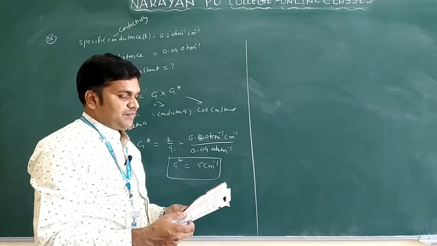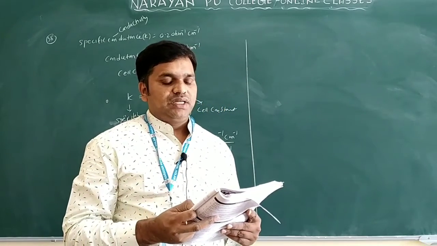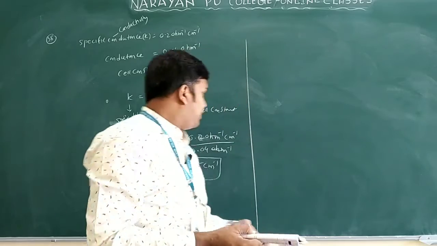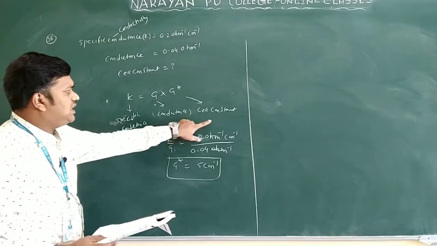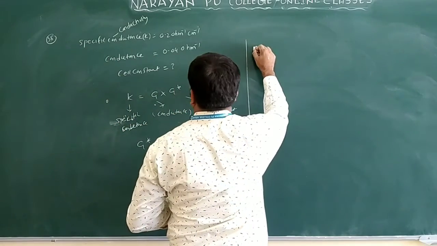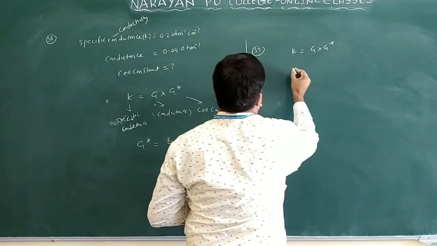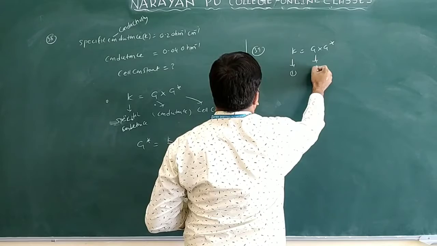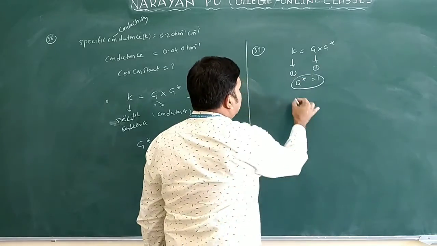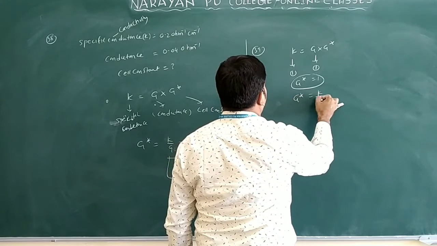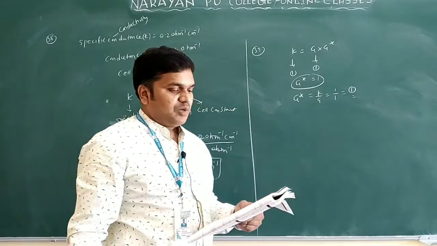Question number 39. If the conductance and the specific conductance of a solution is 1, the cell constant would be? Now we have the formula. Specific conductance is given, conductance is given, and they are asking the cell constant. So K is equal to G into G star. K value is 1, G value is 1. Then G star value, how much? You will write G star is equal to K by G, which is 1 by 1, equal to 1. The option is 1.